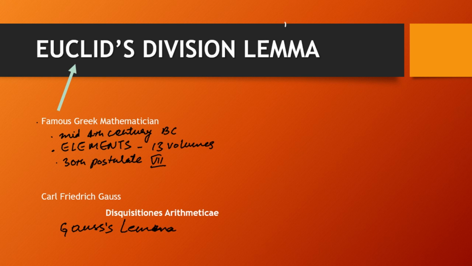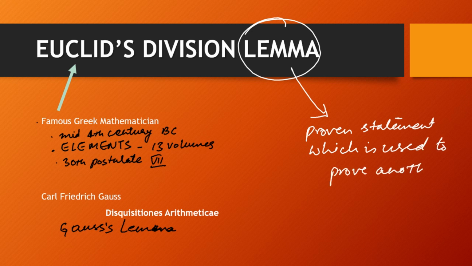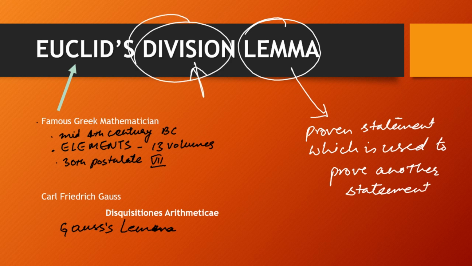Now, what is the meaning of the term lemma here? This lemma is nothing but a proven statement which is used to prove another statement. Division, because Euclid's division lemma has to do something with division, that's why this word division is here.